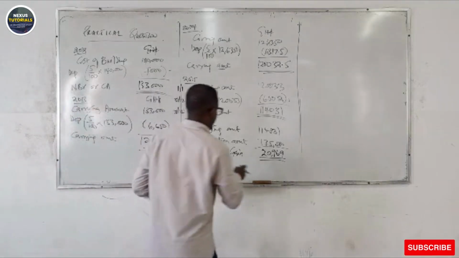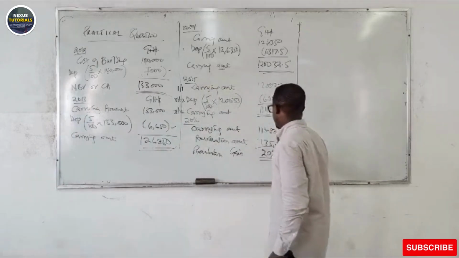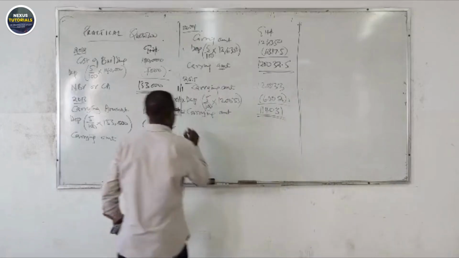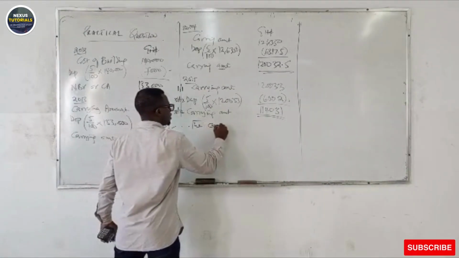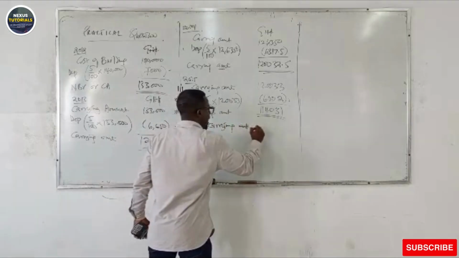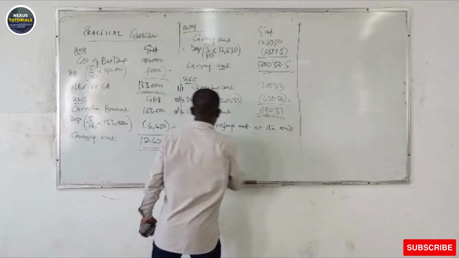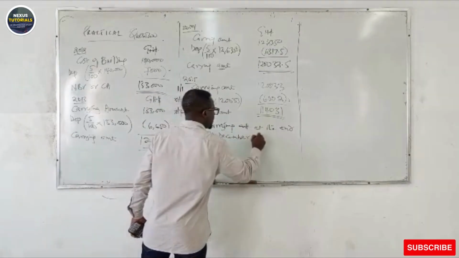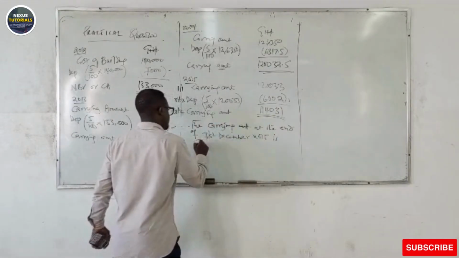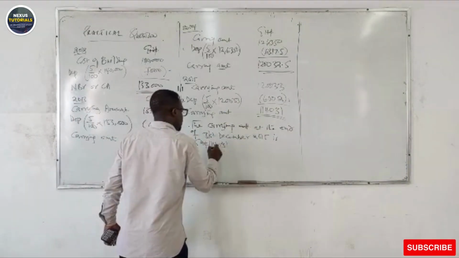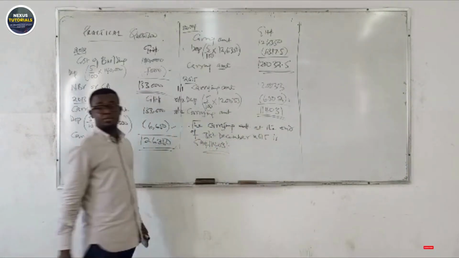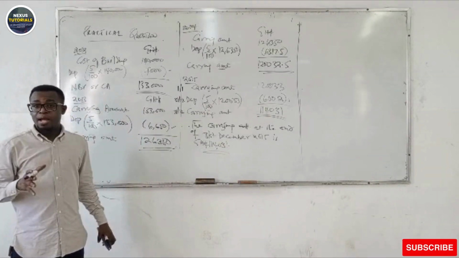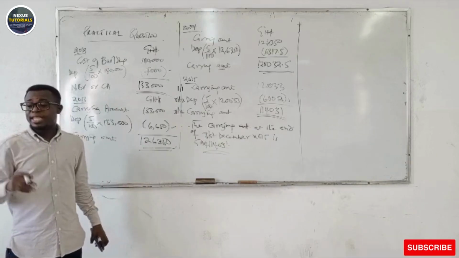Therefore, you will say from the question, let's come into the question. I'll write it down there. Therefore, the carrying amount at the end of 31st December 2015 is 114,031. That's the carrying amount from the first required question. Are you good? Good. What's the next? The B question.